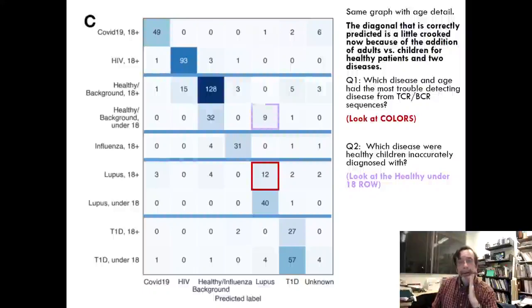So which disease were healthy children inaccurately diagnosed with? I mentioned this before, but this is where you have that square up there, the purple square. If you look at the healthy under 18 row, then you will see that the children were diagnosed inaccurately with lupus, even though they were healthy. It looks like lupus is giving the computer problems. It's being wrong in 2 different ways here, in missing adults with it, and in misdiagnosing healthy children as having had it. It's like missing adult cases and giving it to children cases that don't have it.